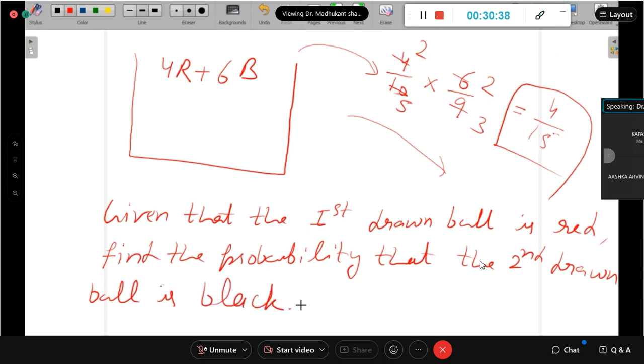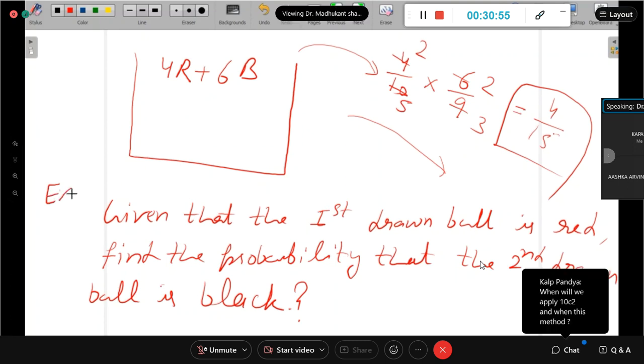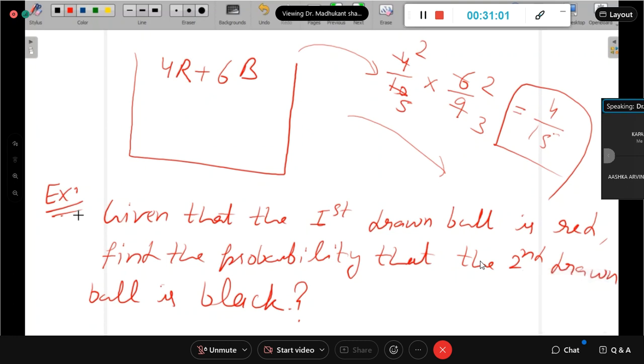Second drawn ball is black. Okay, so it is given that the first drawn ball is red, so the second can also be red, and the second could be black. So you can distinguish these two cases, right? And you can find out the sub case.